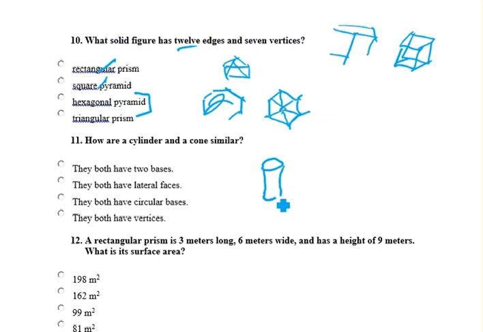Or like a can of tennis balls or something. Yeah, and a cone. And it doesn't really have edges, but it kind of just goes up. It's round. So they both have 2 bases. Well, this has a top and a bottom, but this only has a bottom or a top, but it doesn't have 2. Because you could flip this around and have it sitting on its point, but it'd probably fall over.